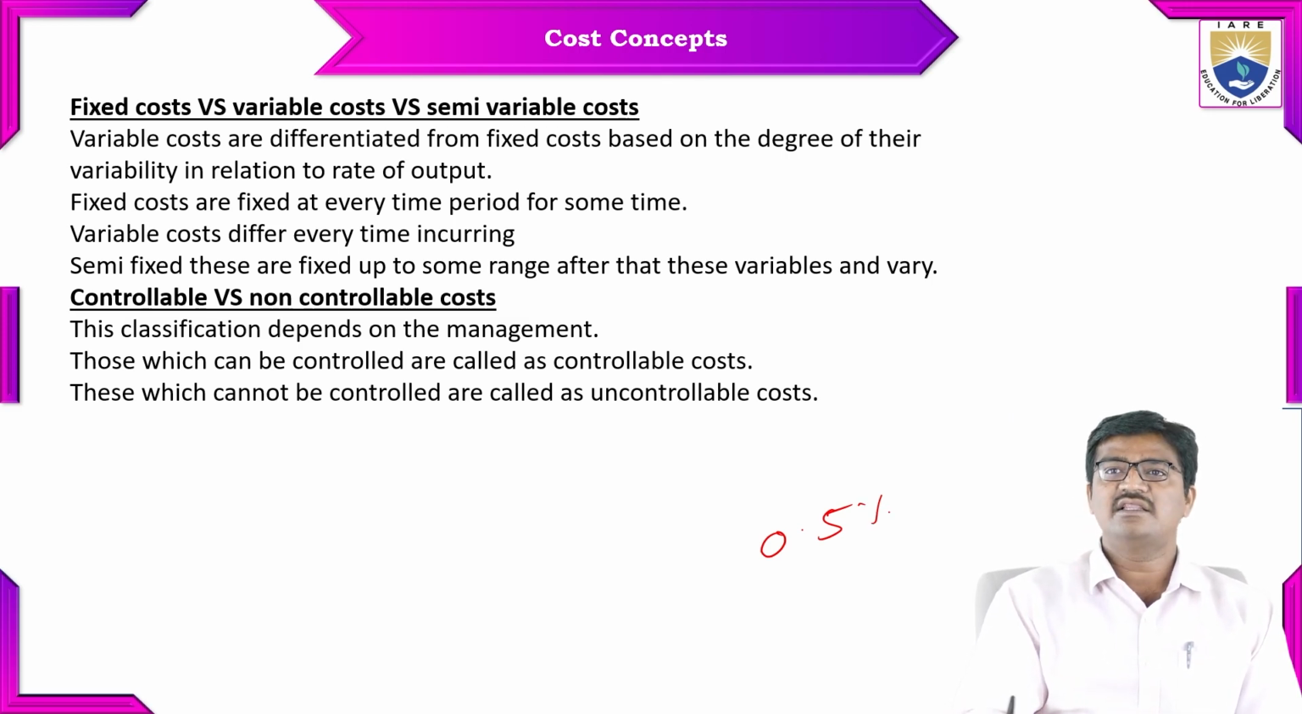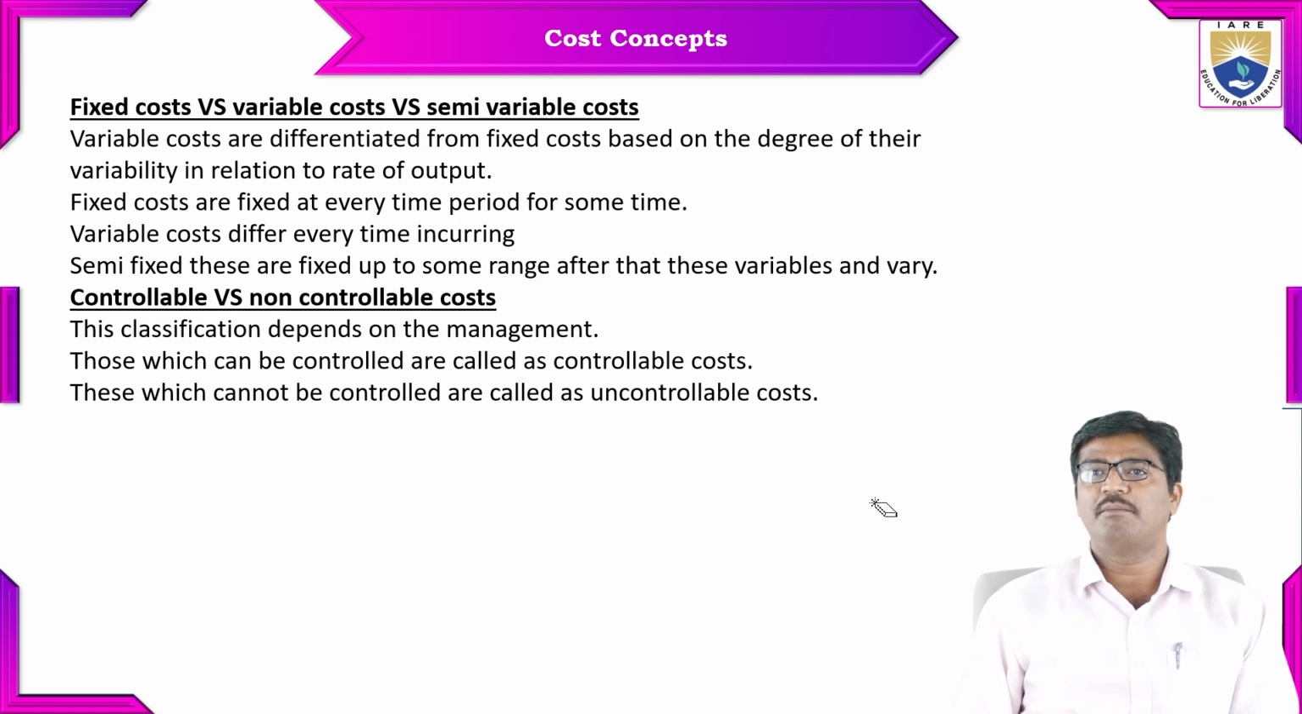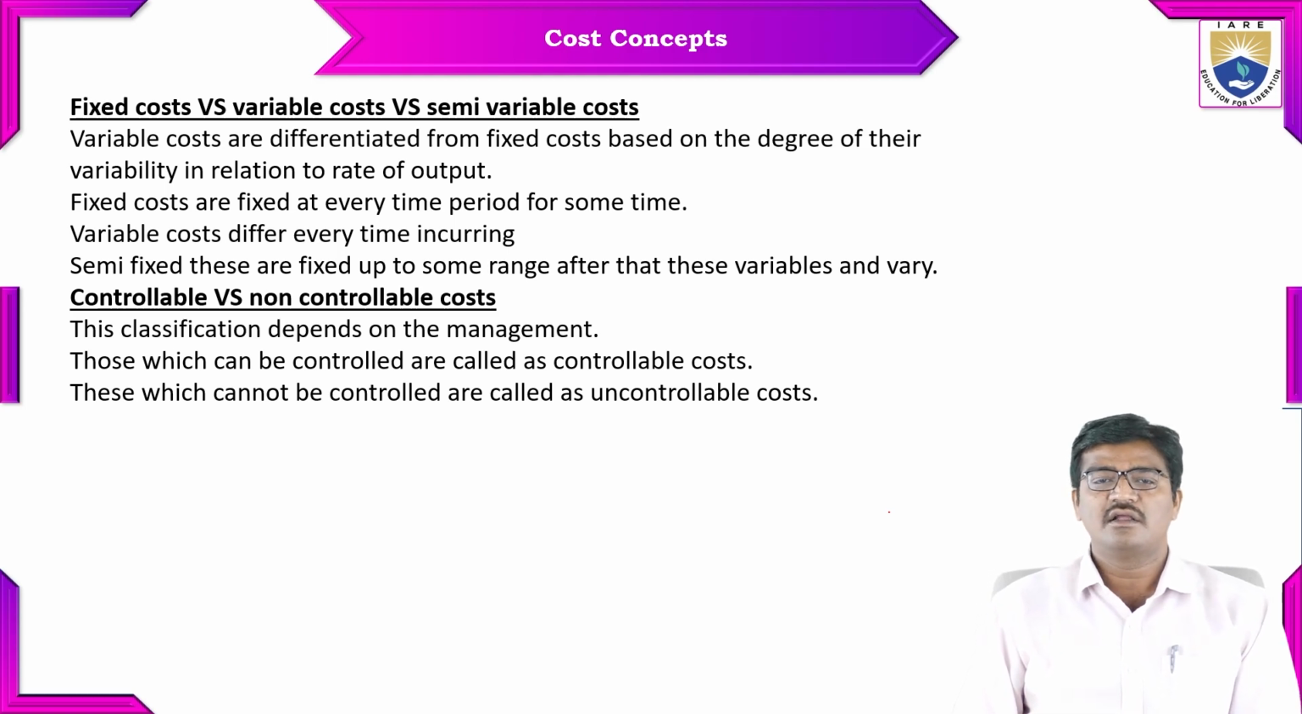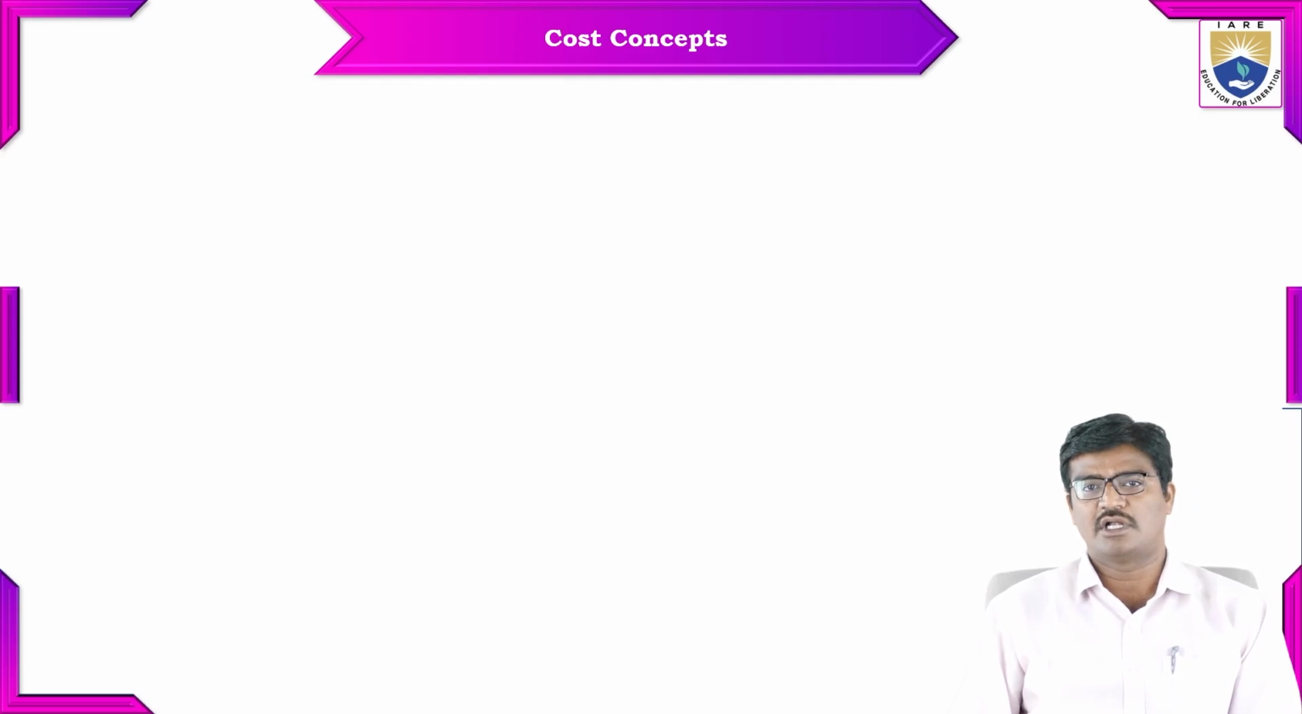So here, like this, the evaporation of petrol is uncontrollable, but you can minimize it by taking some amount of precautions. Like this, some of the costs are controllable, those are called controllable costs, and some of the costs are uncontrollable, these are called non-controllable costs.